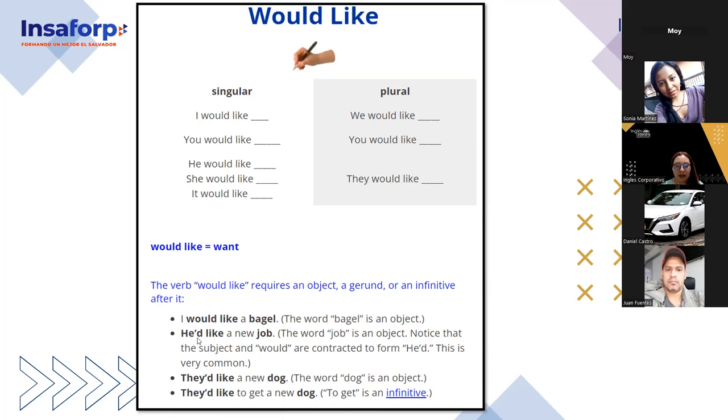Esta D, solo lo ponen he'd, they'd, ¿ok? Ok. I would like a bagel. The word bagel is an object. He'd like a new job. The word job is an object. Notice that the subject and would are contracted to form he'd. This is very common. Thank you. They'd like a new dog. The word dog is an object. They'd like to get a new dog. To get is an infinitive.